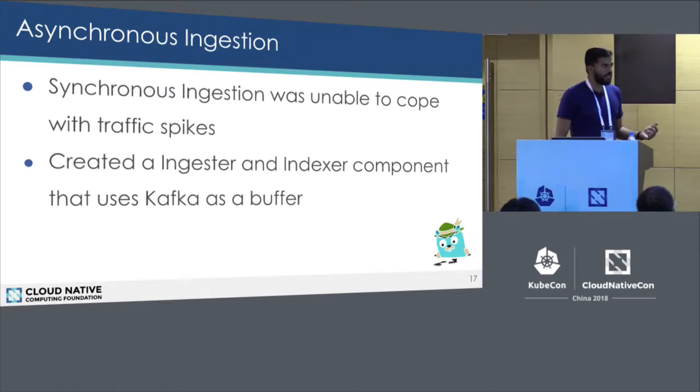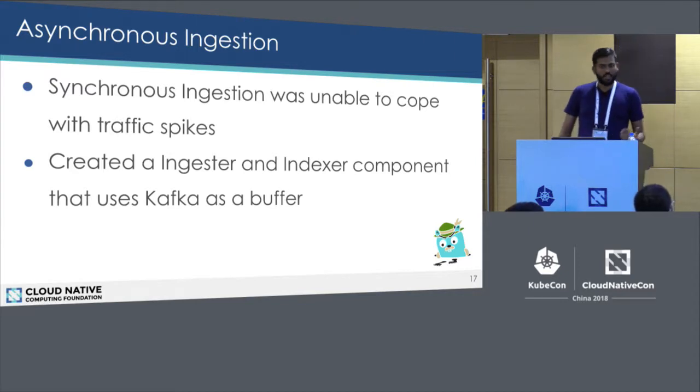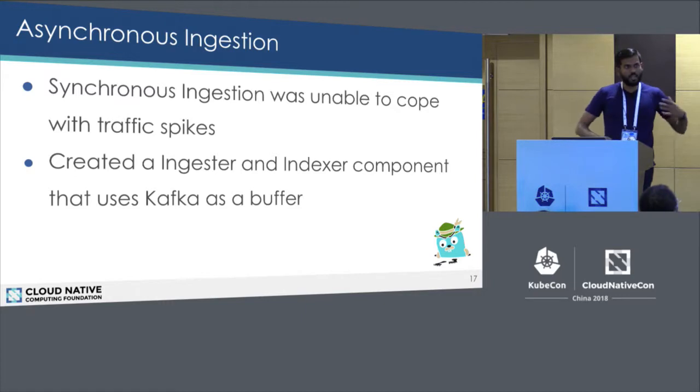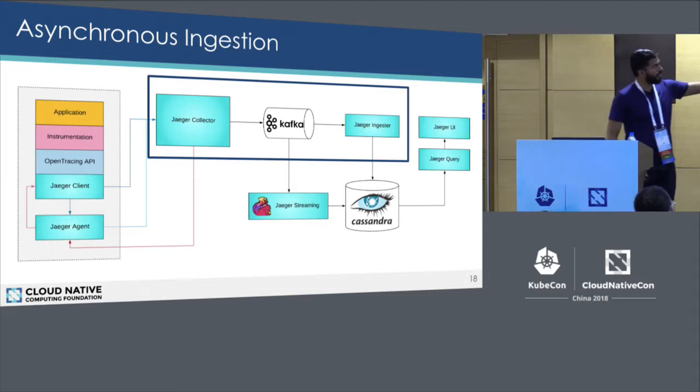The next thing that we have introduced is asynchronous ingestion. This feature essentially puts a Kafka queue between the collectors and the writers. So we are focusing on this part of the architecture right in the middle. We've added Kafka in between.